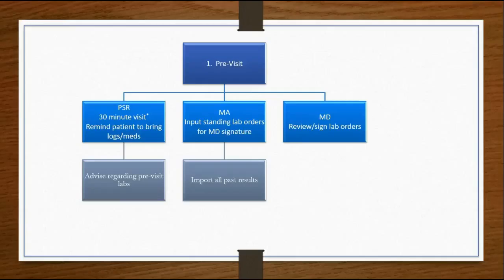The medical assistant will input standing lab orders. This can be done for the entire year. The medical assistant can input quarterly hemoglobin A1C labs as well as an annual microalbumin, and this will reduce the time that the CMA spends conducting pre-visit laboratory assessments for the patient. Next, many systems at this point require the importation of past results from a previous EHR. This is done at least 24 to 48 hours in advance of the patient's visit. The physician will then approve, review, and sign orders.